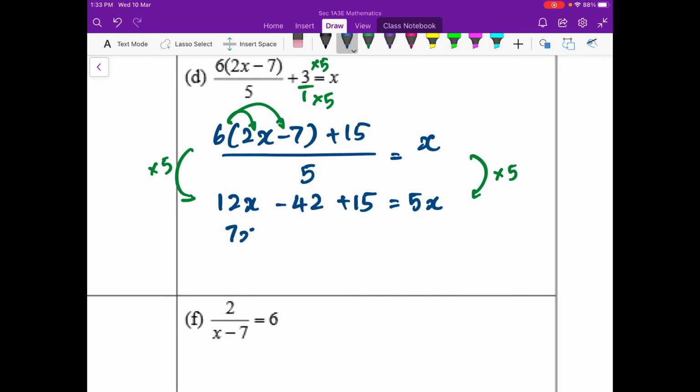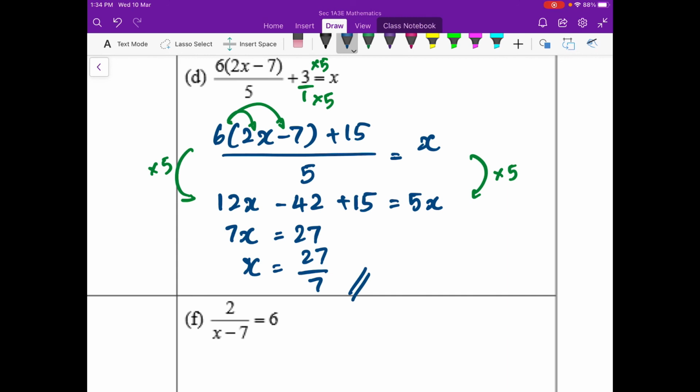on both sides. So negative 42 plus 15, that is negative 27. So you add 27 to both sides, right hand side will be left with 27. Then our final answer, x will be 27 over 7. And that's the answer. No need to change to mixed fraction. You can leave it like this. And of course, no need to change to decimal also.